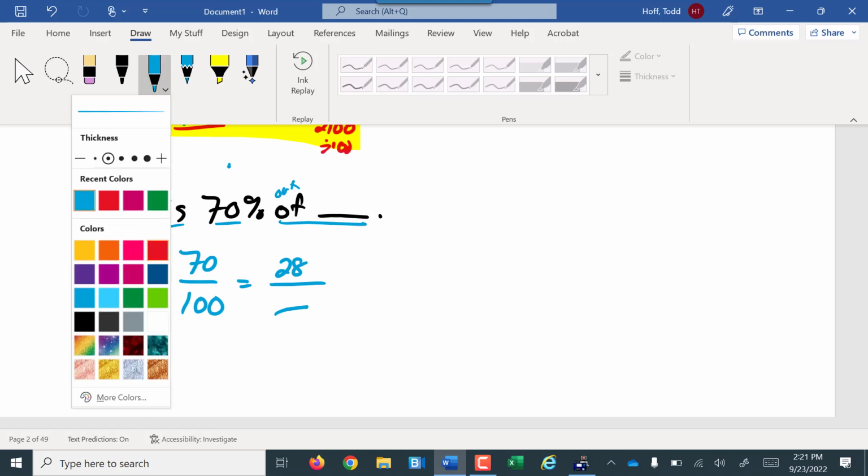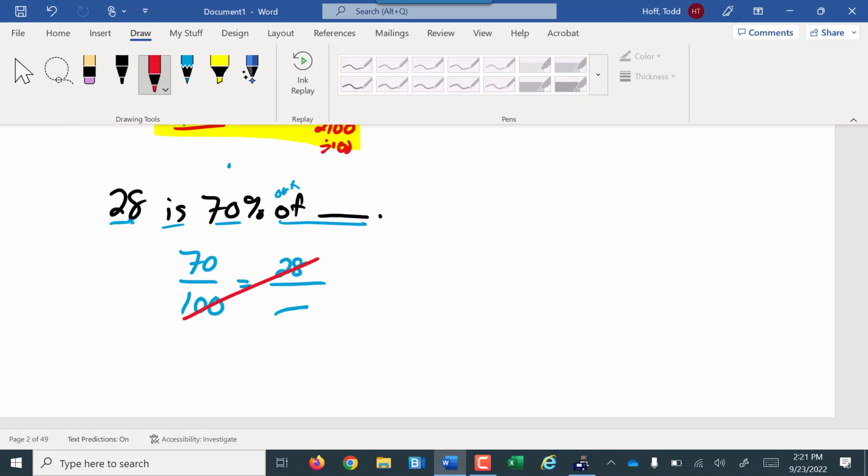What gets multiplied this time? 100 times 28 is 2,800. Divided by 70 is 40. So 28 is 70% of 40. So here you can see the missing number was in a different spot in our proportion, but the calculation was still the same. Cross, multiply, and divide.